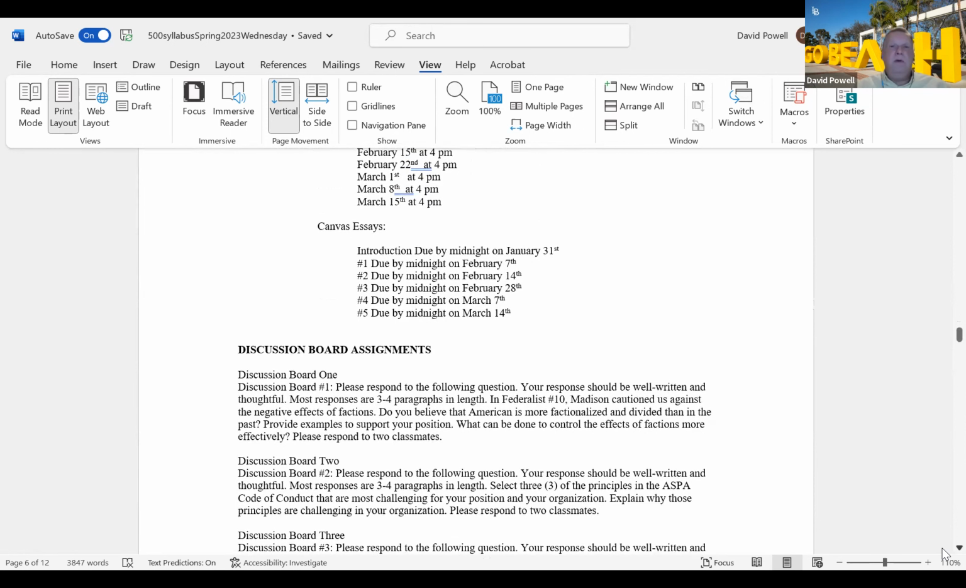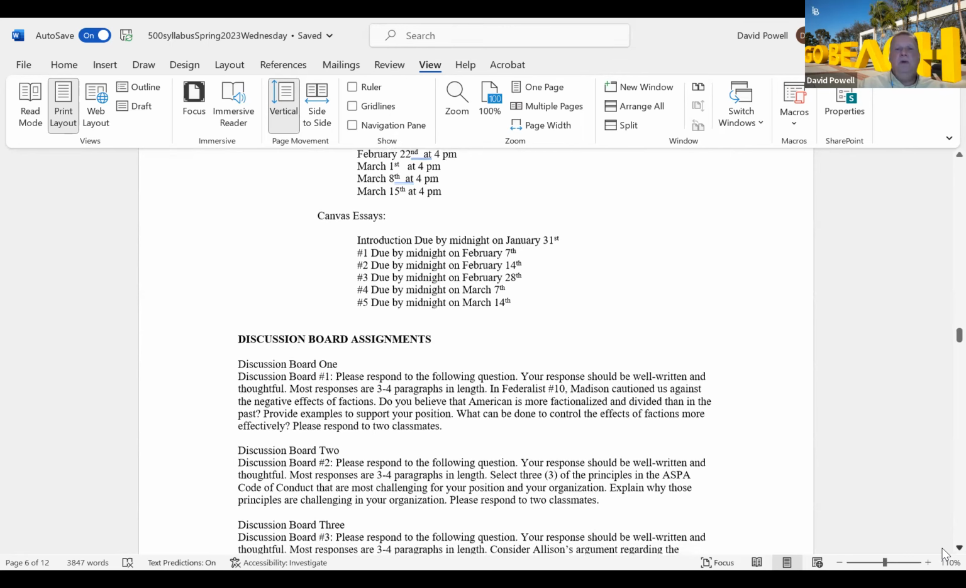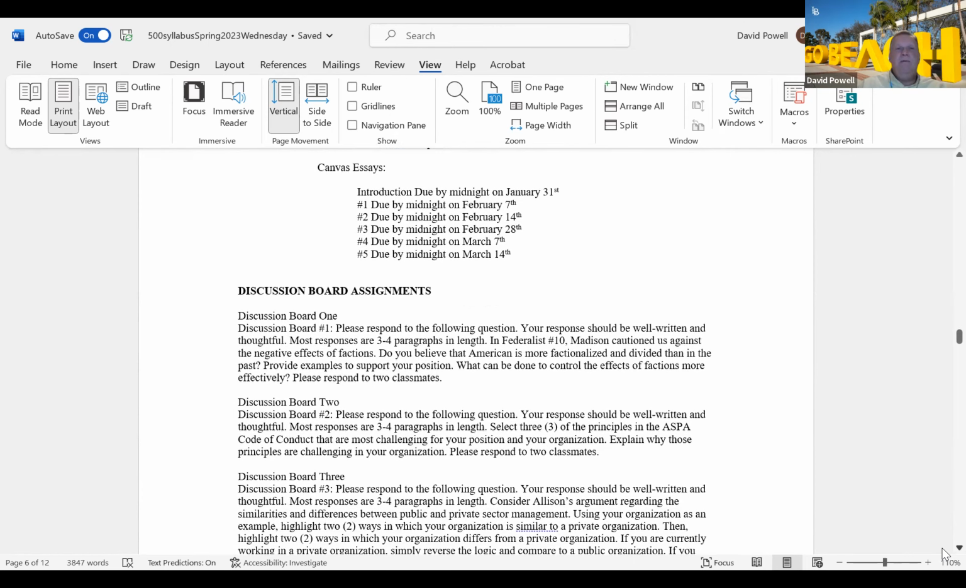And then the due dates for your Canvas essays: your first introductory essay, which is ungraded, is due by January 31st. Then your first Canvas essay is due by February 7th, second one by February 14th, third one by February 28th, fourth one by March 7th, and the fifth one by March 14th. So those, just for your handy reference, are all the due dates for the course.